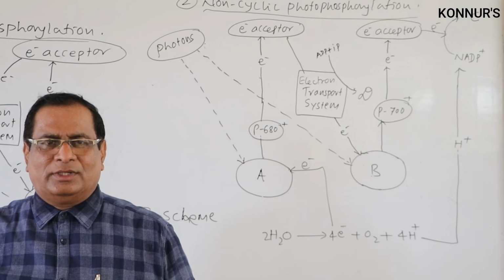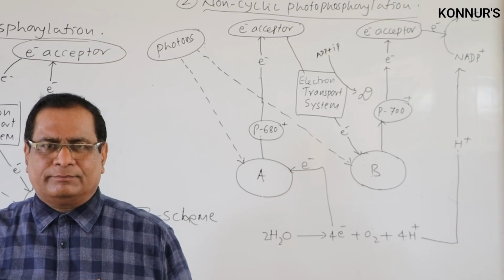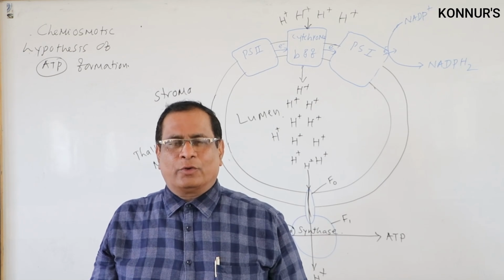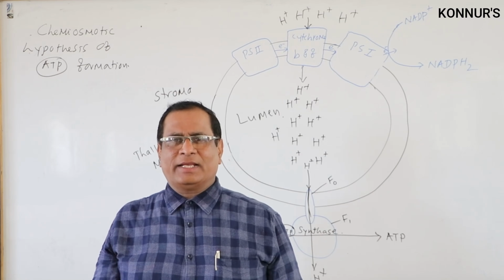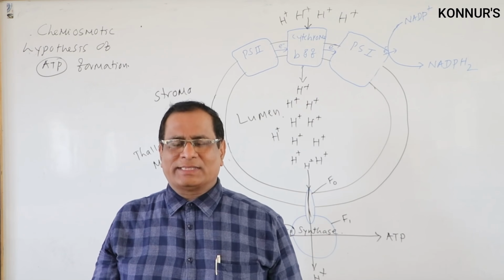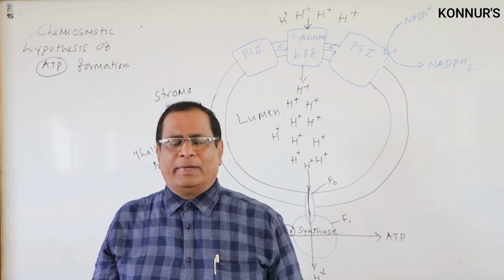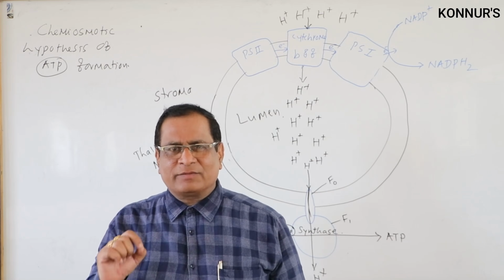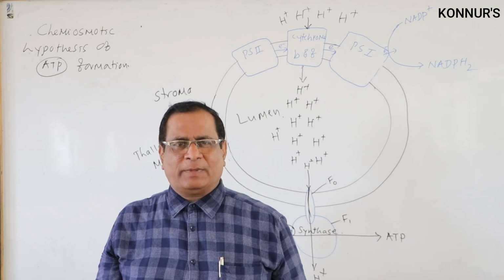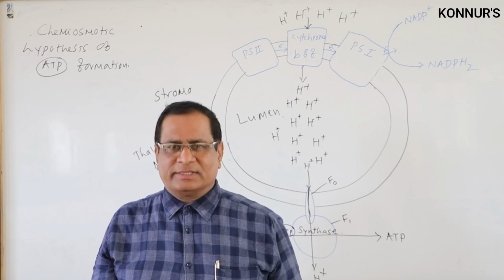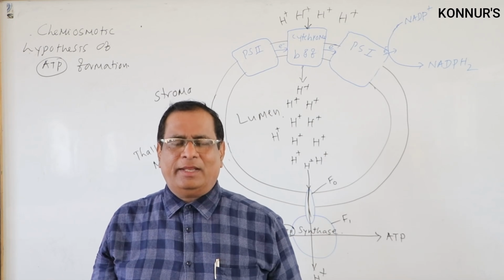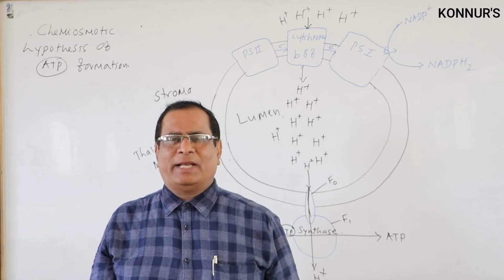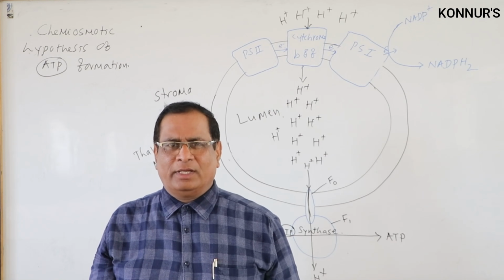It's about the light reaction. While discussing photophosphorylation, whether it is cyclic or non-cyclic photophosphorylation, there is a formation of ATP. How is this ATP formed? It was explained by a theory named the Chemiosmotic hypothesis. They have explained the formation of ATP.